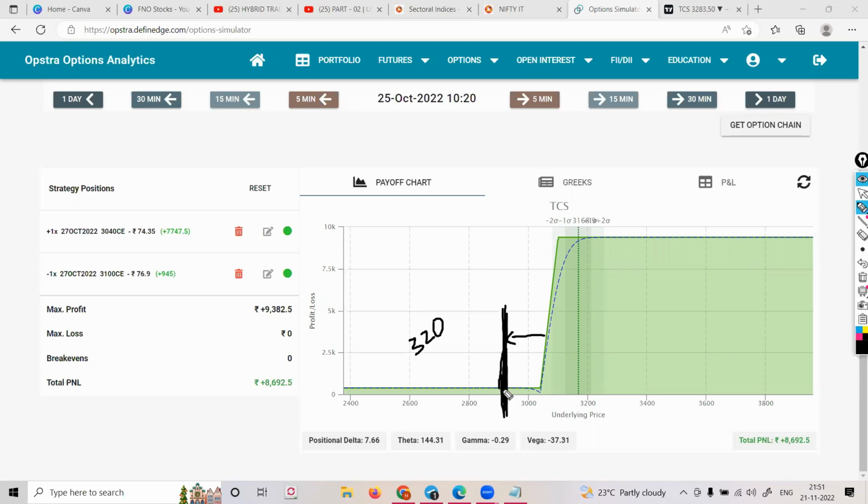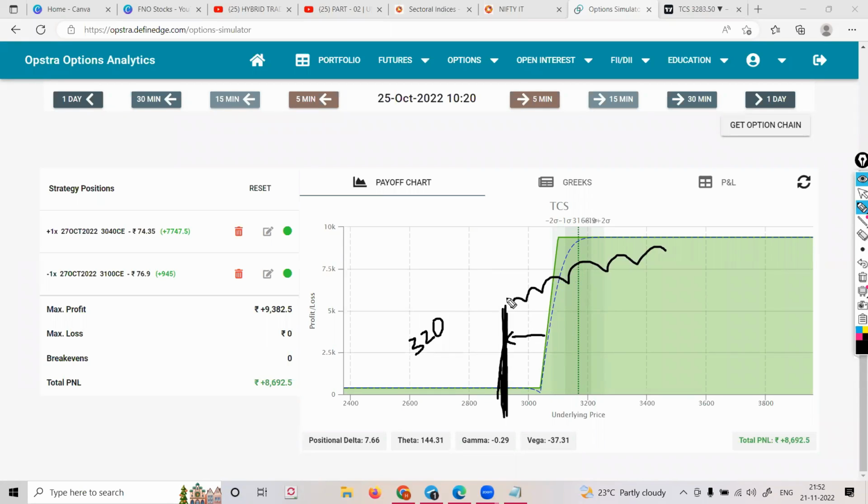You should be happy. You should celebrate. Boss, within 1 month, I'm at zero loss. TCS has not made a huge move, and TCS can still go up. That's it. Go for next month roll over. This is what I've done.